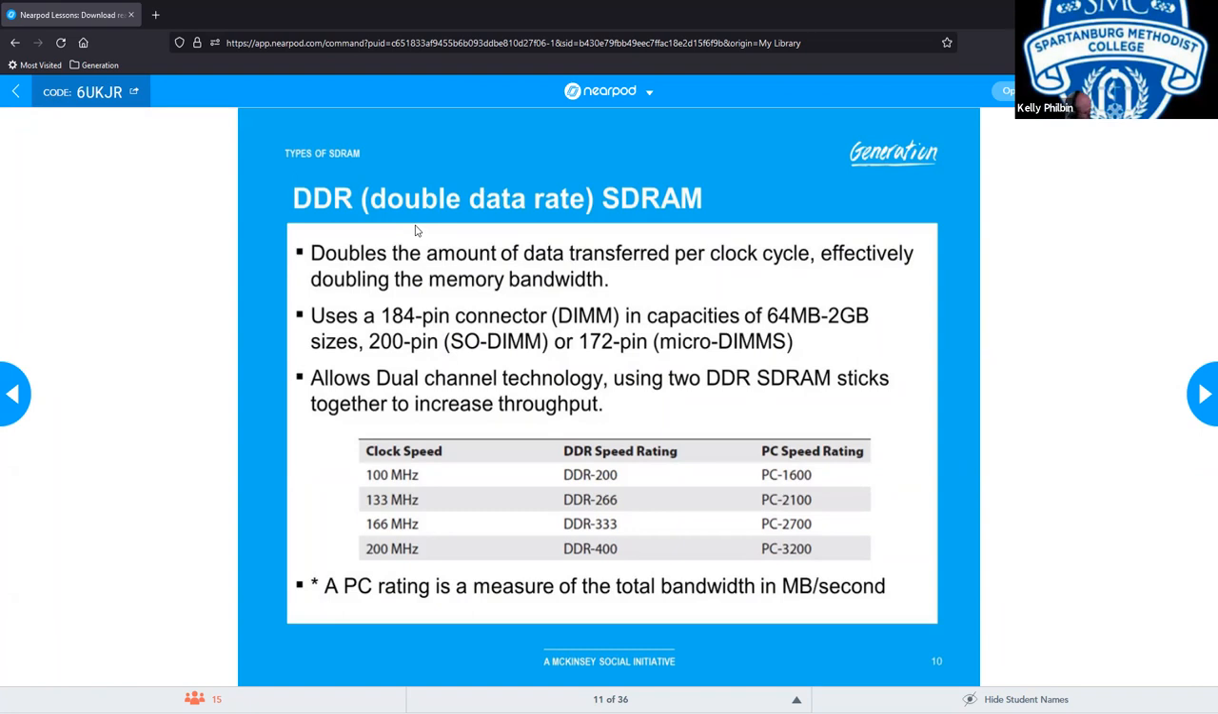All right. So DDR, which is double data rate SDRAM. So when we get into the DDRs, we're talking about more modern RAM. DDR is the least modern of the modern RAMs, it being the first. So DDR doubles the amount of data transferred per clock cycle, and it effectively doubles the bandwidth of the memory.